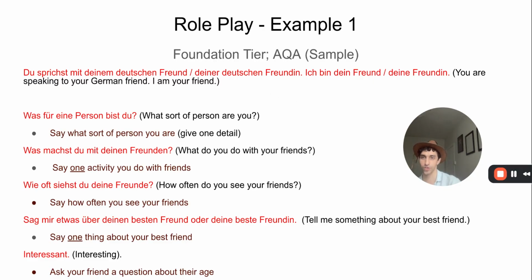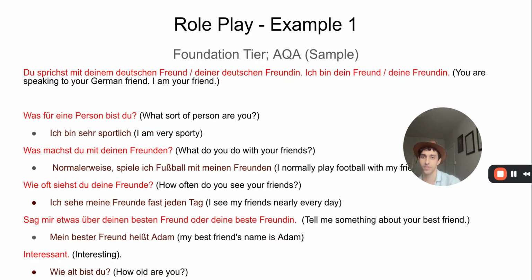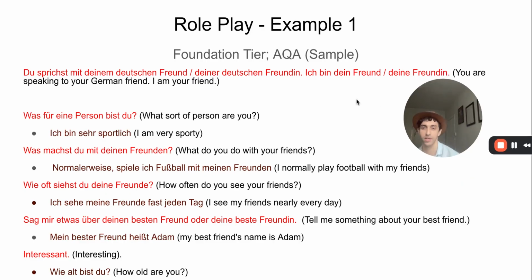Okay, let me show you my ideal answers then. So you can see this is the same as before. In red is everything that the examiner would say or would ask. And in brown, we've got what I would say if I were the candidate. And of course, translations are provided in full in brackets in English as well. So you can use those to help if needed.